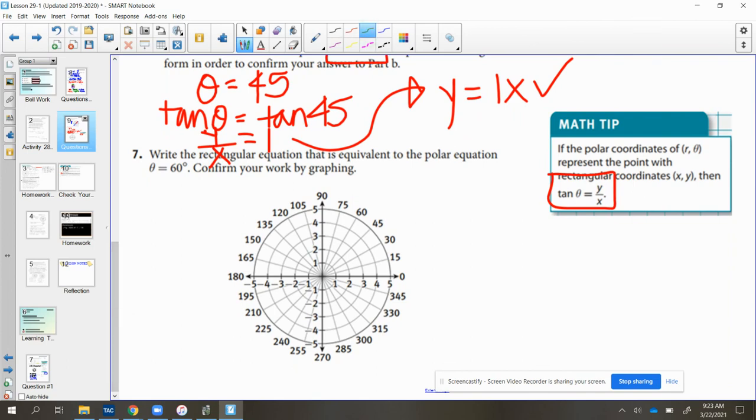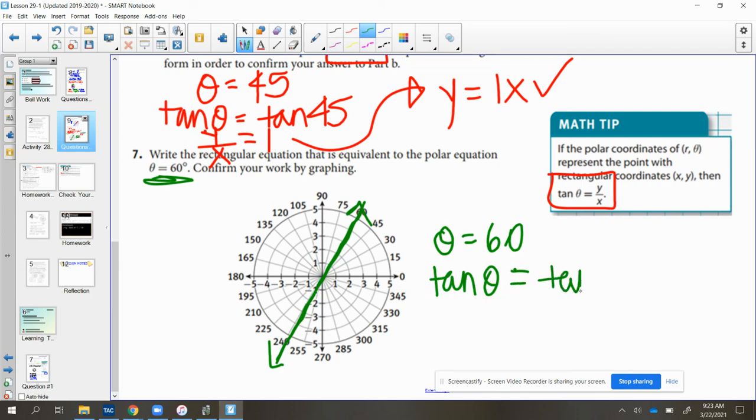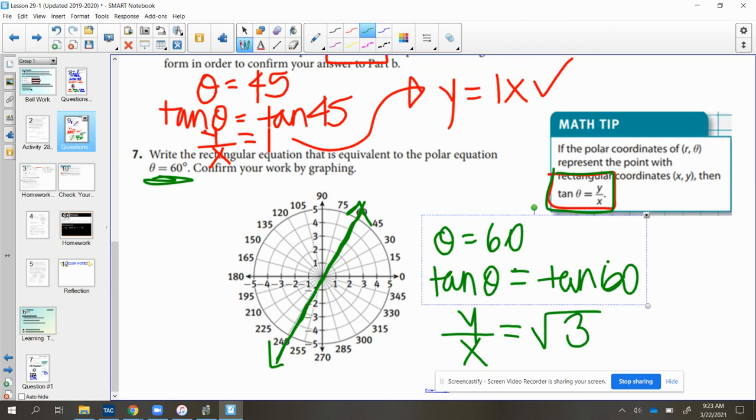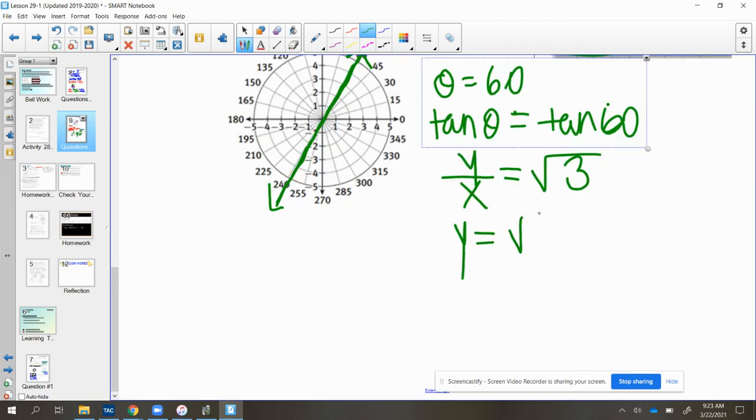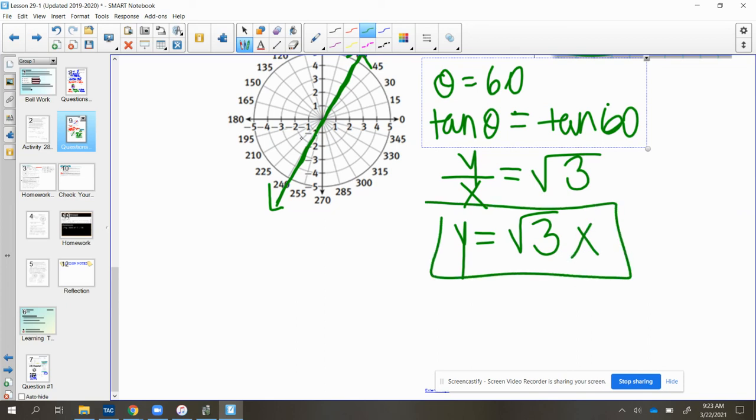So same kind of idea when theta equals 60. Essentially what's happening is we have another line, this time going through 60 degrees. And again, if we think about converting this, if we turn both of these into tan theta, or tan 60 in this case, tangent can be substituted to be y over x. Tangent of 60 degrees is the square root of 3. So we can predict that this is now a line with a slope of square root of 3, which again we see happening here.